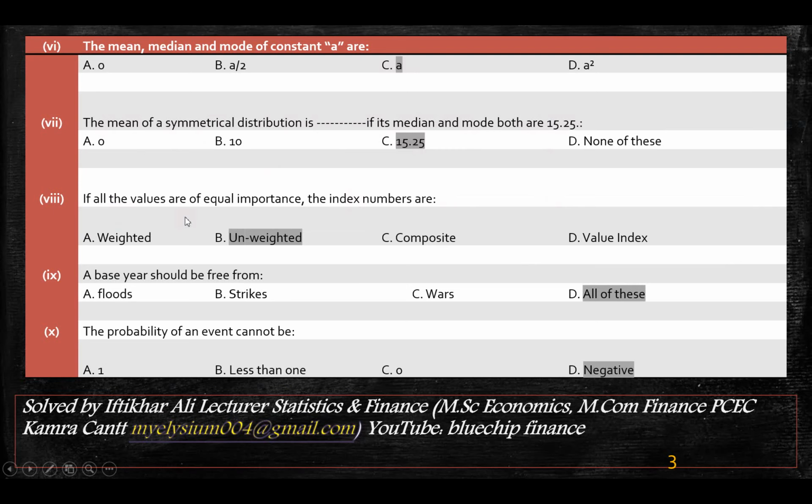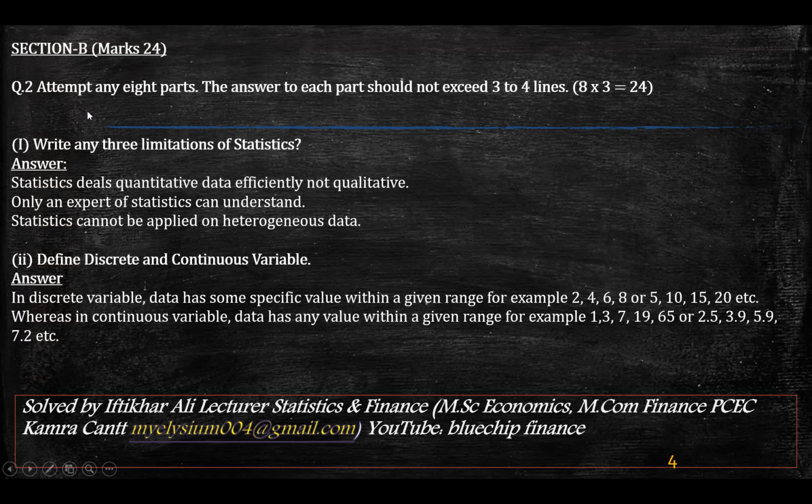MCQ number 8, if all the values are of equal importance, the index numbers are unweighted. A base year should be free from floods, strikes, wars, all of these. Correct option is all of these. The probability of an event cannot be negative. Now we come to question number 2, short questions.